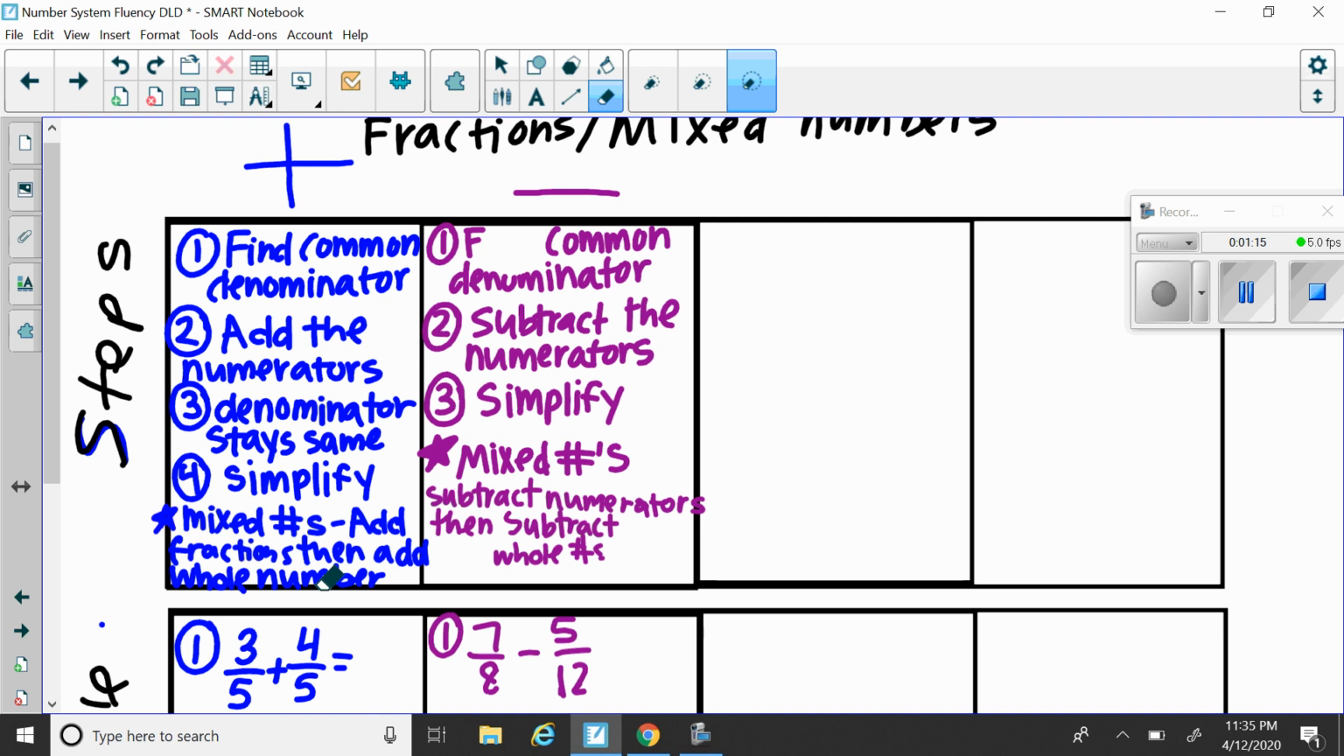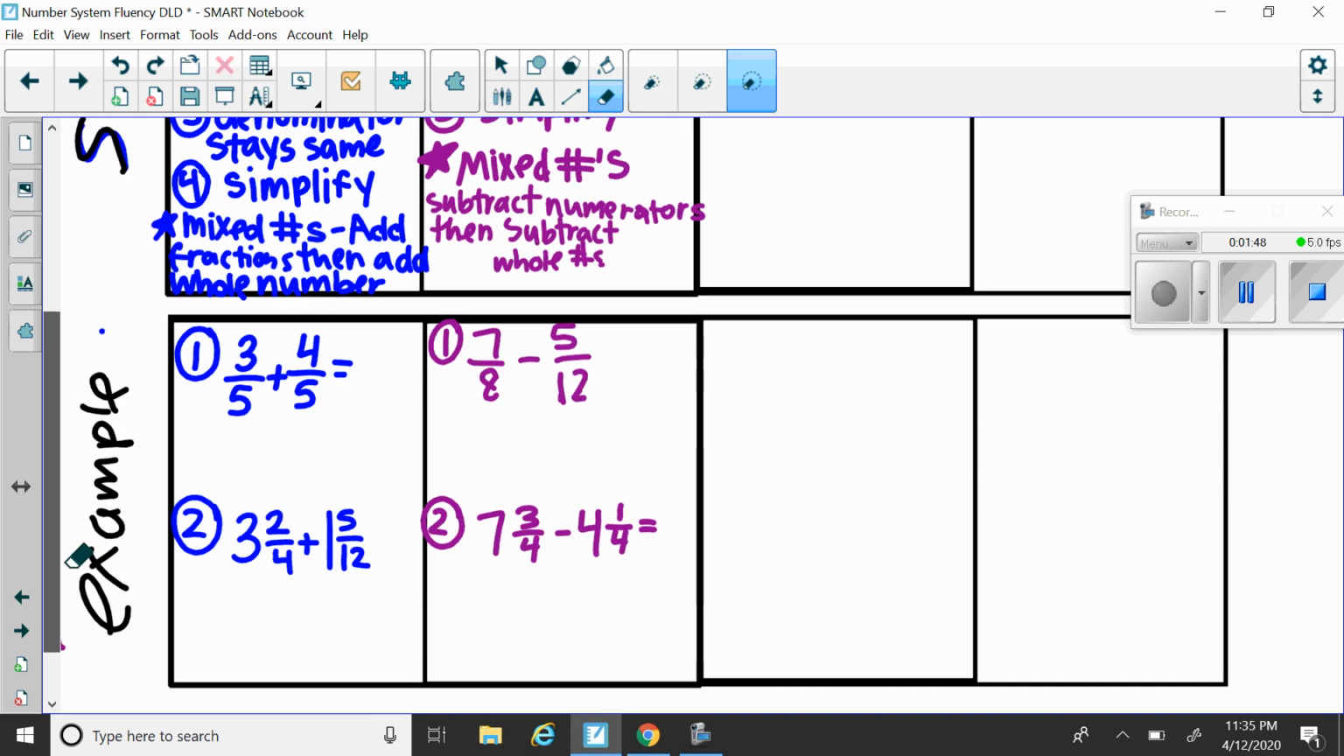Now, you'll see I have 2 stars here for mixed numbers. What you want to do with mixed numbers is first deal with the fractions, so the numerators. You're adding and subtracting those first, and then you want to subtract the whole numbers. This is especially important in, well, really both, but in subtraction, because if the fractions aren't able to be subtracted, we would have to borrow from the whole number. And for addition, we might have to add to the whole number based on what the outcome of the fraction is. So let's look at 2 examples here.